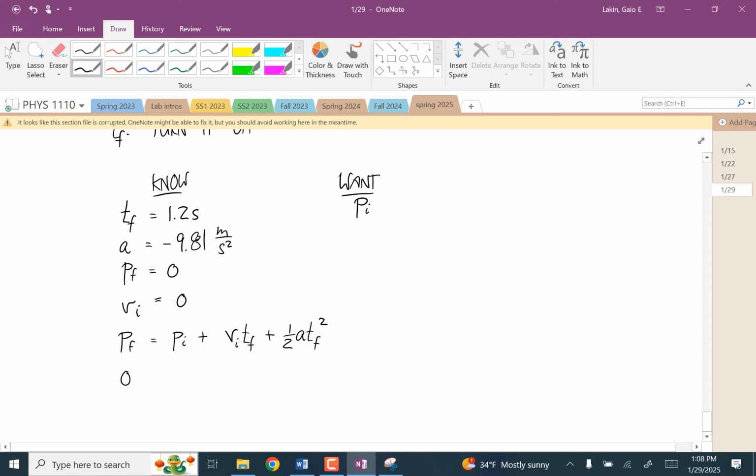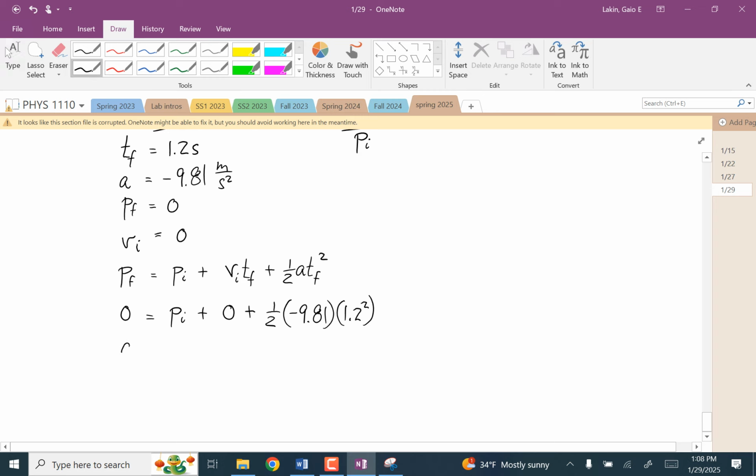So now plug in these values. 0 is equal to PI plus 0 times 1.2, which is 0, plus 1/2 times negative 9.81 times 1.2 squared. And you get 0 is equal to PI minus 7.06. And so solve for PI, and you get that the bridge is 7.06 meters high.